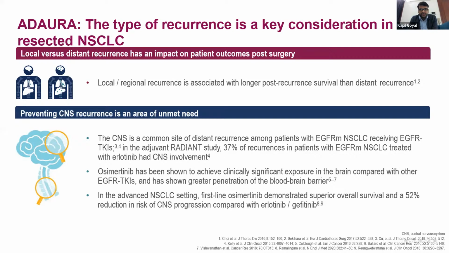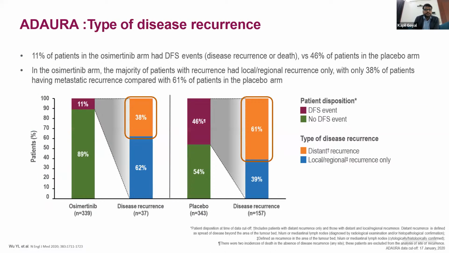In the adjuvant RADIANT study, 37% of the patients with recurrence in EGFR mutated NSCLC treated with erlotinib had CNS involvement. Osimertinib has been shown to achieve clinically significant exposure in the brain compared with other EGFR TKIs and has shown greater penetration of the blood-brain barrier. This was according to the FLAURA study, which was done in the metastatic setting. And in the advanced NSCLC setting, first-line osimertinib demonstrated superior overall survival and a 52% reduction in the risk of CNS progression compared with erlotinib and gefitinib.